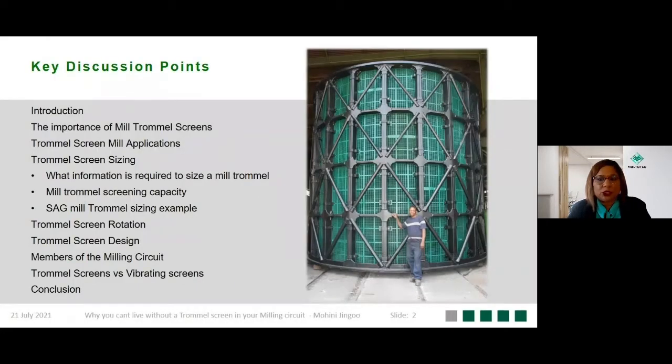In my presentation today, we will be unpacking the following key discussion points. We'll do a brief introduction. I'll tell you more about the importance of mill trommel screens. We'll look at trommel screen milling applications. We'll look at the trommel screen sizing, what information Multotec requires to size a mill trommel. We'll look at mill trommel screening capacity, a typical example of a SAG mill trommel sizing spreadsheet.